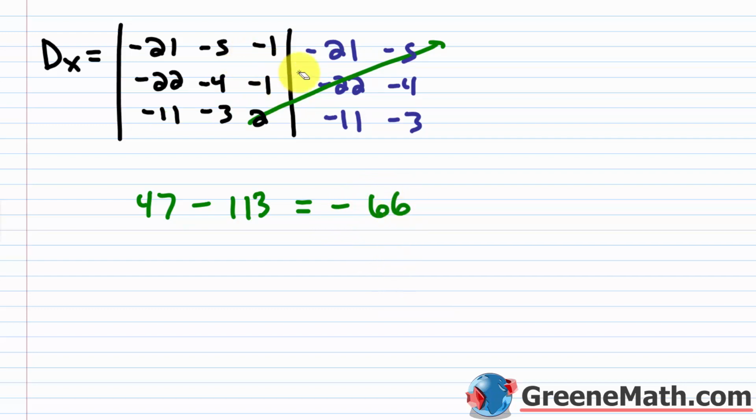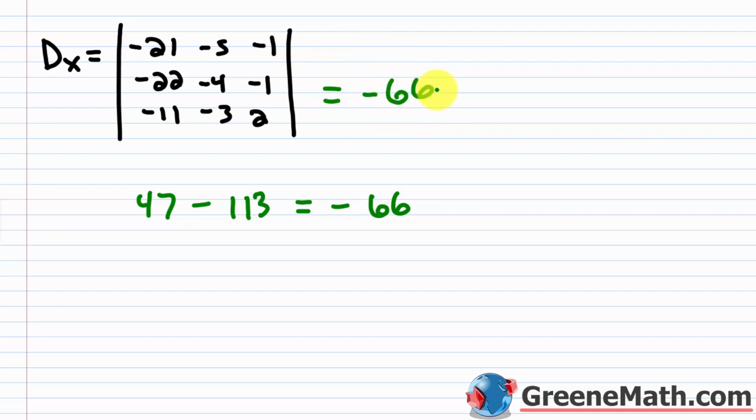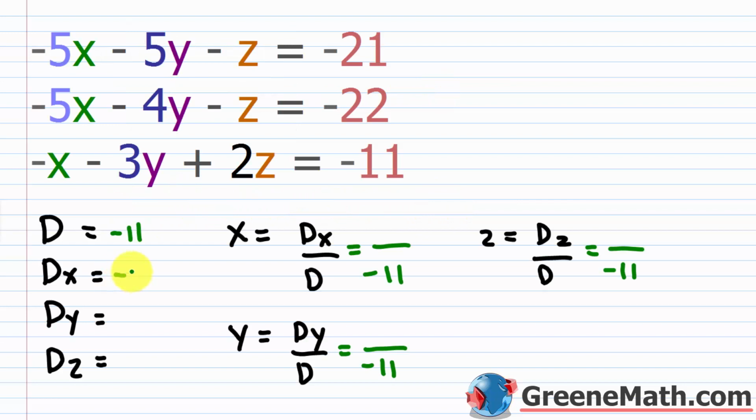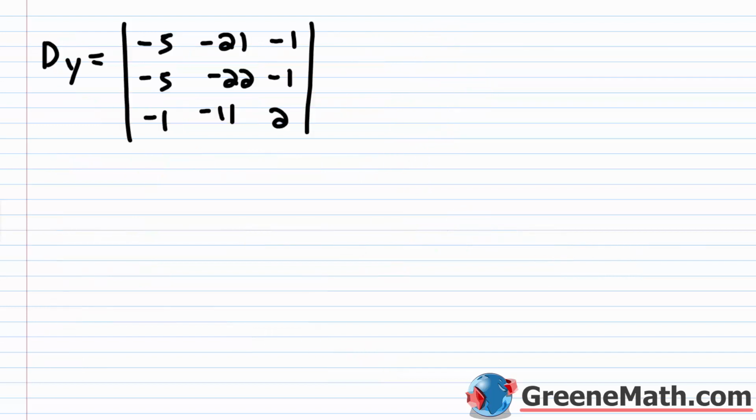So let's erase all of this, and we'll say this has a value of negative 66. And of course, we can just go back up and get our solution real quick. So for this one, it's negative 66. So we plug it into this formula. Negative 66 over negative 11 is positive 6. So we know that x is going to be 6, right? That's my x value, okay? So let's go down, and now we'll find y, okay?